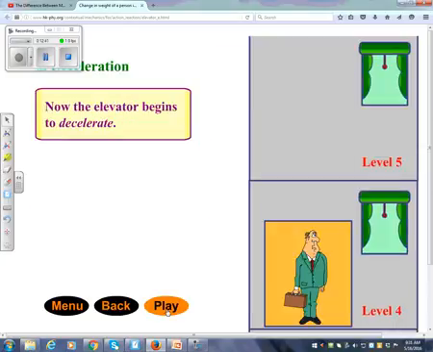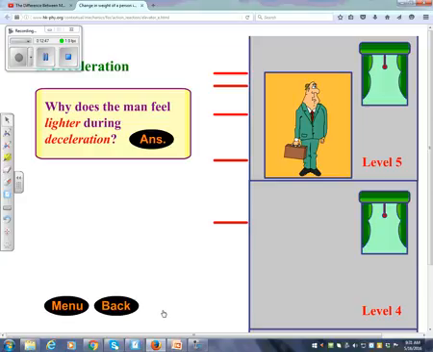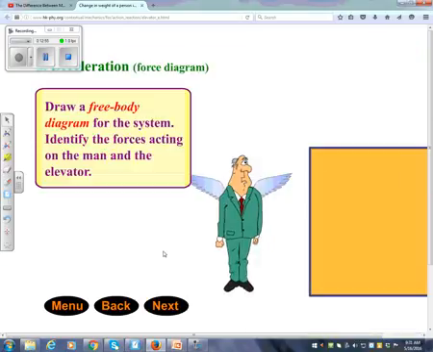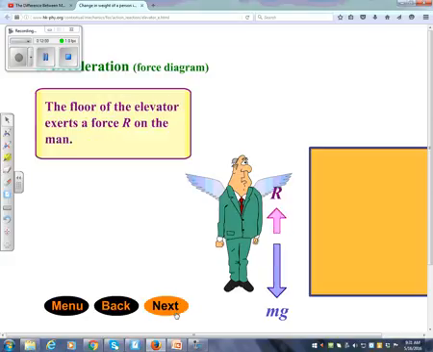Now the elevator begins to decelerate. He feels lighter. How come? There's not as much force pushing up. We're slowing down. There's the man's weight. The R is less. How come? He doesn't have to push as much.